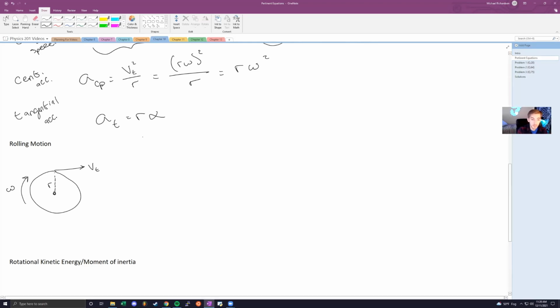So we need to consider two different aspects of its kinetic energy. We're going to have a translational aspect, which is what we've been working with for almost this entire time that we've been working with energy. It's our 1/2 mv squared. So we'll say this is our translational. But the new one that we're going to be working with is our rotational kinetic energy.